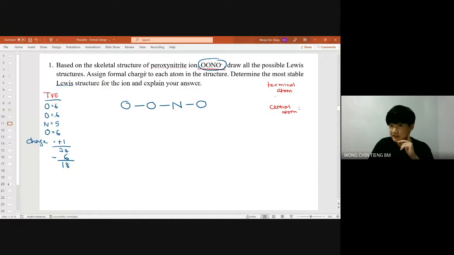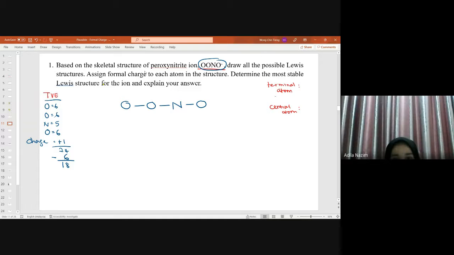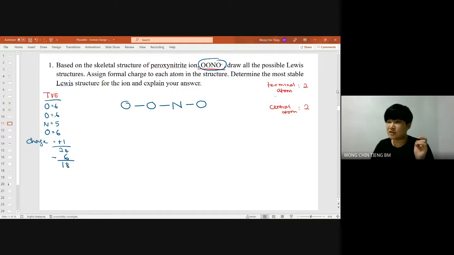Kita bincang yang ni sikit. Okay, soalan saya, berapa terminal atom, berapa central atom dulu? Adilah? Terminal atom 2, central atom 2. So, Man, terminal atom 2, central atom 2.